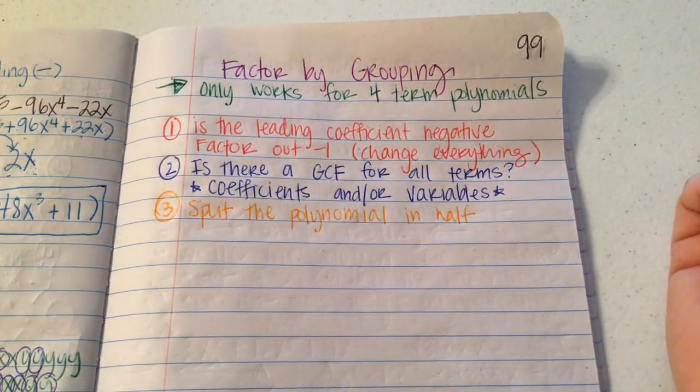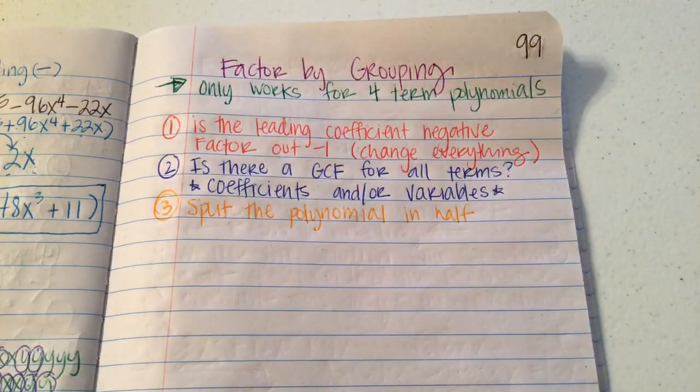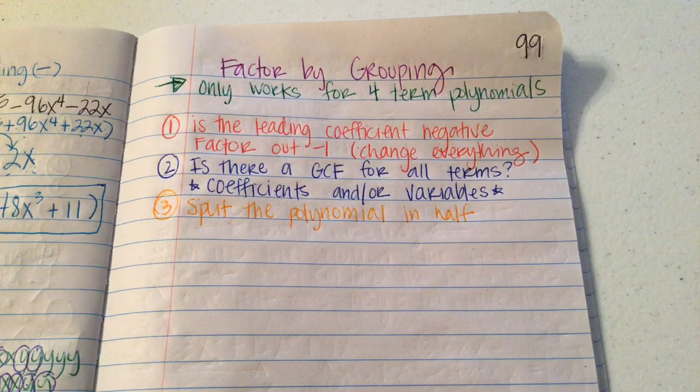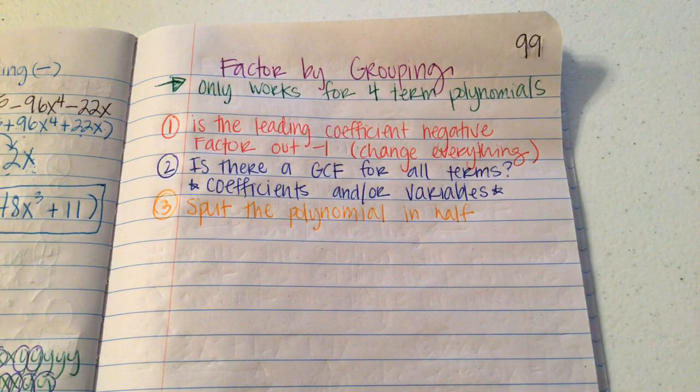And this is why it's really important. It has to be a 4-term polynomial because we're splitting it in half. If it was a 5-term polynomial, I wouldn't be able to split it in half because I'd have an uneven split, right? 5 is not divisible by 2. Now, you can't split a 6-term polynomial in half. It only works for 4 terms.